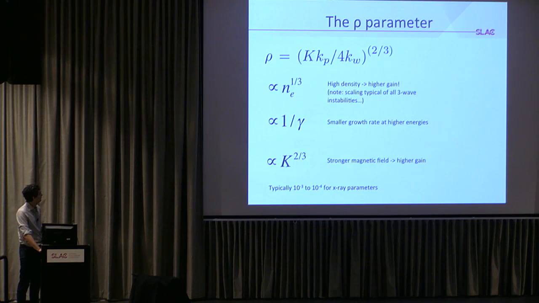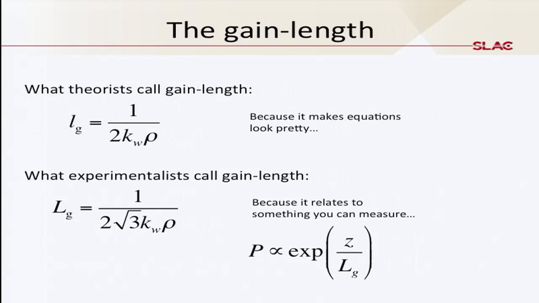Now, the gain length. If you go into the FEL literature, you're going to see the gain length defined in many different ways, which can be a little frustrating. But there are only two ways that make sense to me. One is what the theorists call the gain length, which is 1 over 2k_w rho, right? The theorists like to use this one because it makes the equations look very pretty. All the square roots of 2, all the factors of 2, all the factors of pi in your equations go away. You only have 1's and i's.